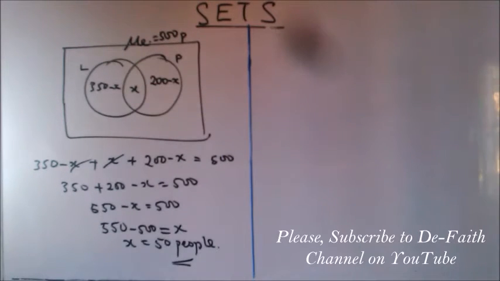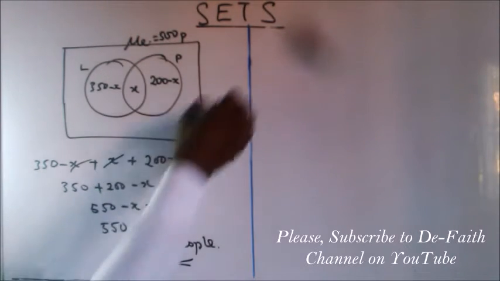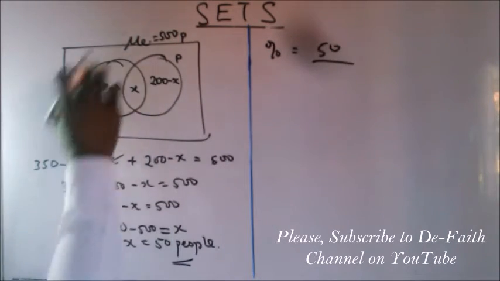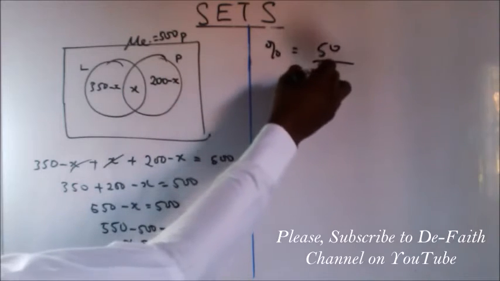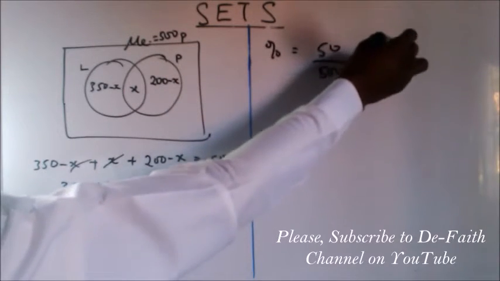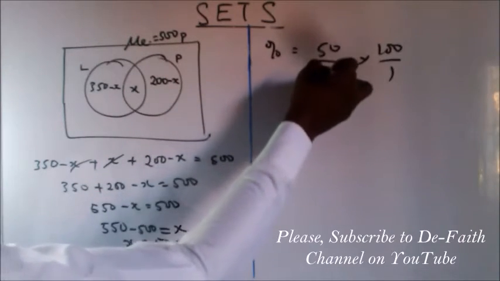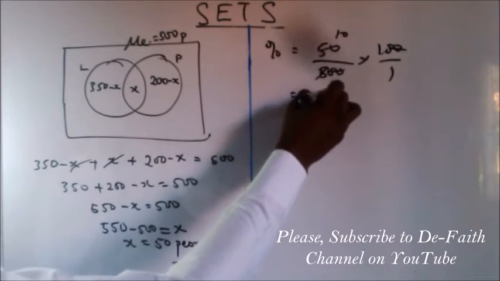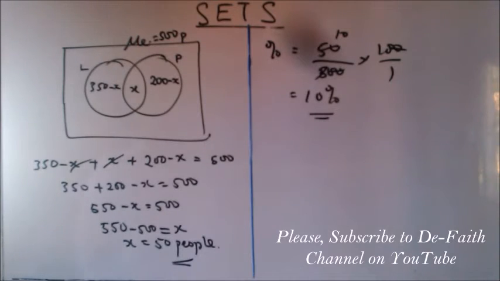Now, the percentage of those that speak both. So the percentage will be 50 over the total number of people in the village, which is 500, multiplied by 100 over 1. And so all this goes, 5 gives 10. And so we have 10% as the answer.